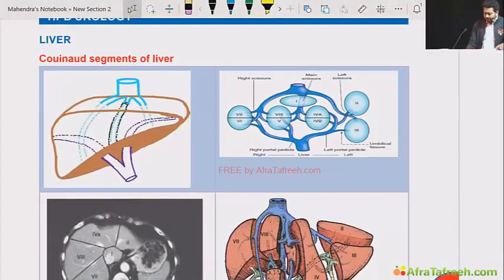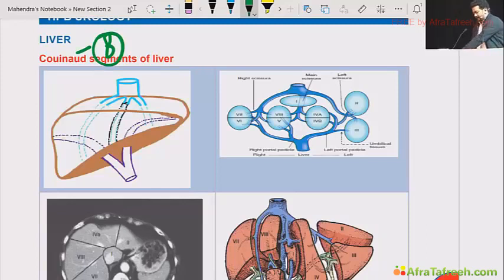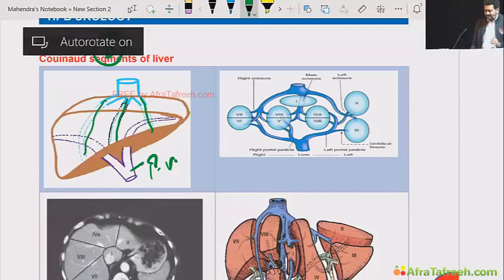Okay, so the anatomy of liver. I hope you all remember. The liver is divided into 8 segments by Couinaud. Okay, so these segments are divided based on what? Divided based on the division of the portal vein and the hepatic vein. This is the portal vein, which is the horizontal line, and these are the hepatic veins, which are the vertical lines. So based on these divisions, the liver is divided into 8 segments.